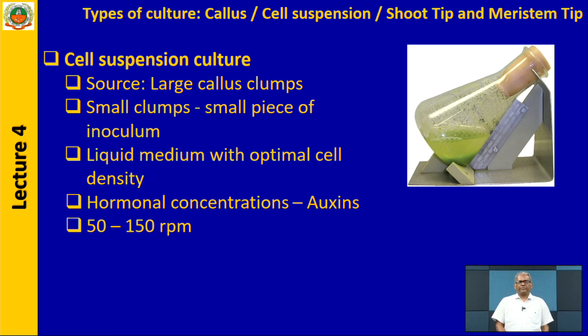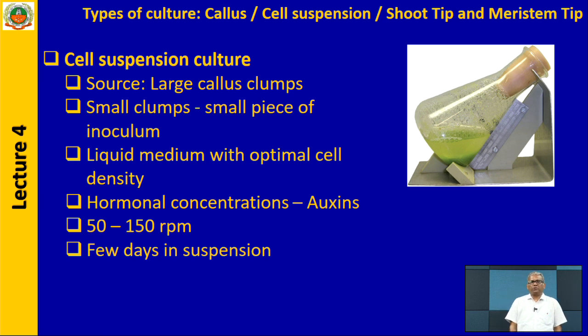Also, after the addition of auxins, the cells are put on an orbital shaker, where 50 to 150 RPM is maintained. So, the cells are constantly agitated, so that cells do not aggregate. The cells remain suspended as individual cells, and they remain in suspension.